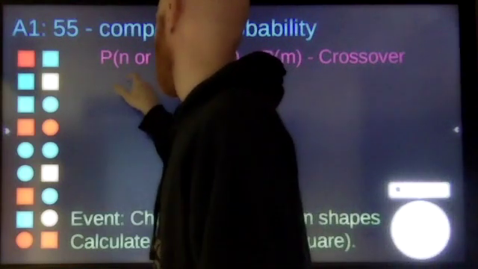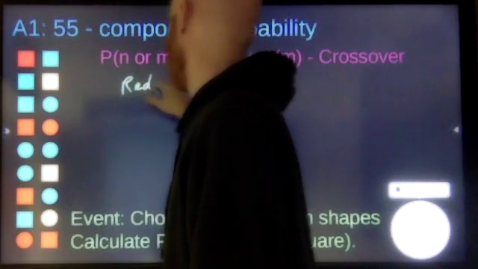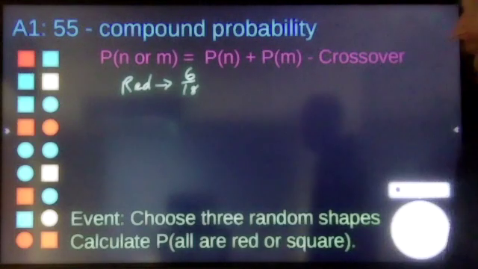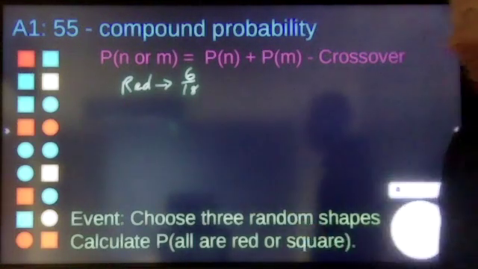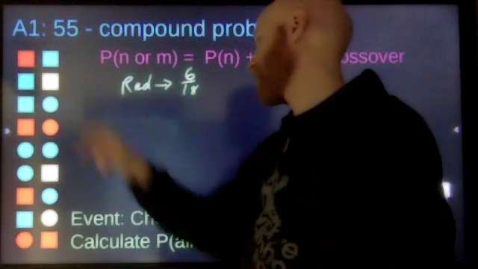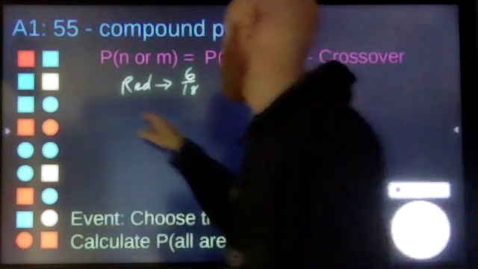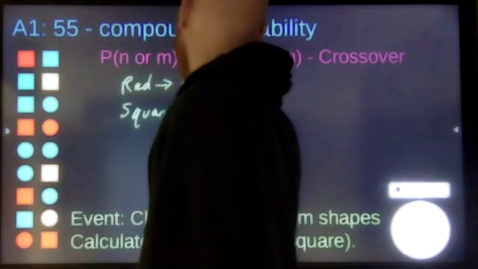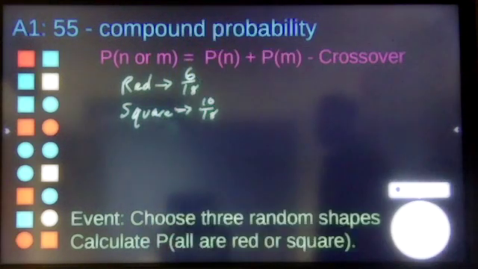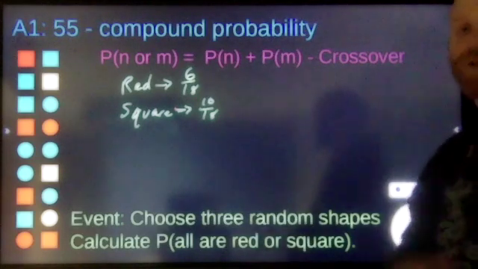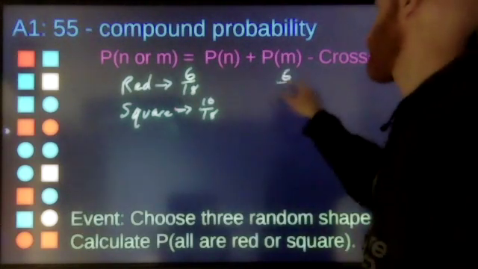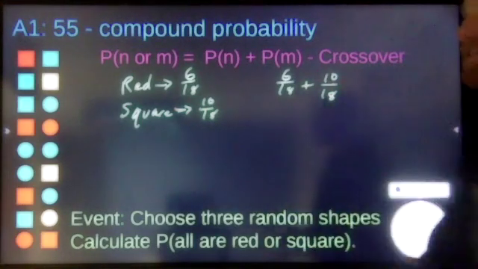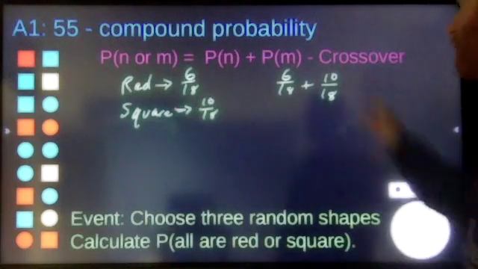All right, so red probability is 6/18. Square probability: 2, 4, 6, 8, 10, so square is 10/18. The probability that I'm red or square is going to be 6/18 plus 10/18. But the problem with that is I double counted my red squares.